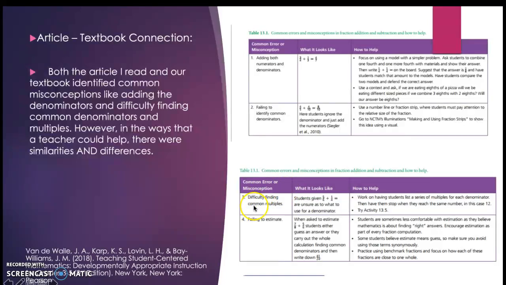Here in the text, they say, you know, if you give a student a problem that has unlike denominators, to work on having students list a series of multiples for each denominator. Well, a lot of students aren't going to be able to do that. A lot of students, especially those that struggle or have learning disabilities, aren't going to be able to do that. So I like the article's way of doing it with visual representation better than this procedural way.